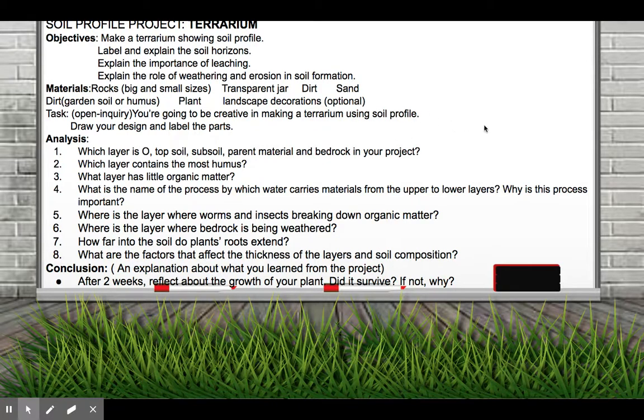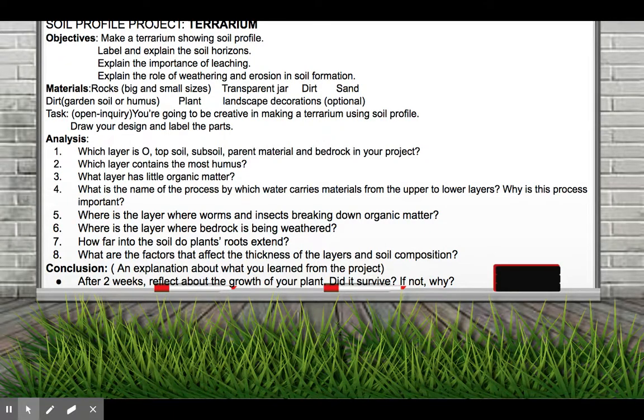For the analysis part, you're going to answer these questions. Number one, which layer is O, topsoil, subsoil, parent material, and bedrock in your project? Number two, which layer contains the most humus? Number three, what layer has little organic matter? Number four, what is the name of the process by which water carries materials from the upper to lower layers? Why is this process important?